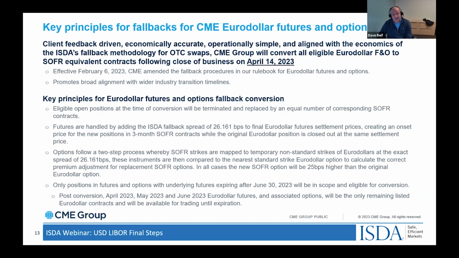Said differently, the only Eurodollars that are going to be left after the conversion are the April, which actually expire this weekend as well, the May and the June Eurodollar futures and their options. And these will be listed through their typical expirations, and this will culminate with the June IMM expiration in mid-June. And then at that point, all Eurodollar futures and options will be gone. However, for the next 3 months, we will have a few Eurodollar futures and options.